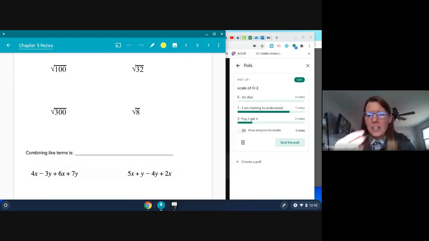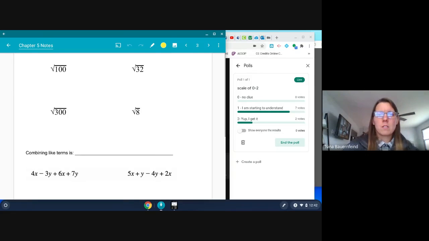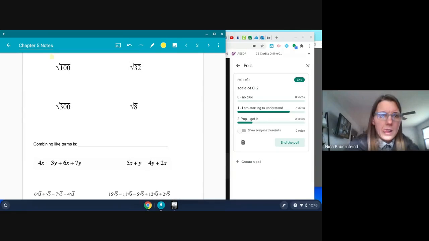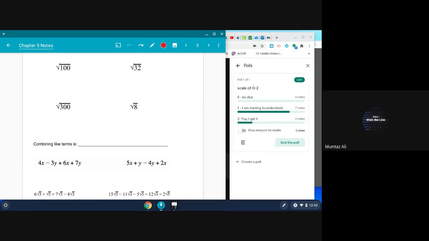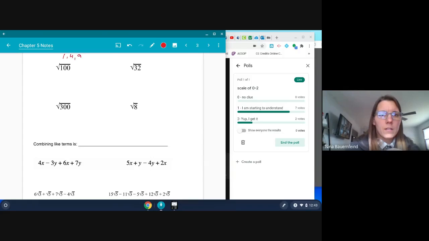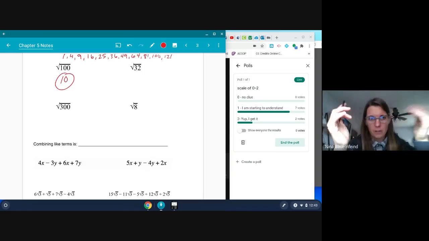So square root of 100, what is the square root of 100? 10. Yeah. I'm just going to list these again really quick. Okay, 100 is in the list, so that means we don't have to do all that work. This is just 10. Square root of 100 is 10.